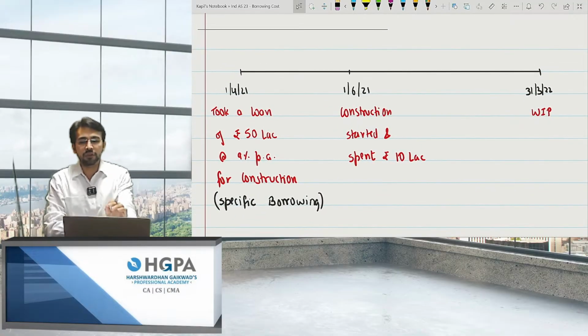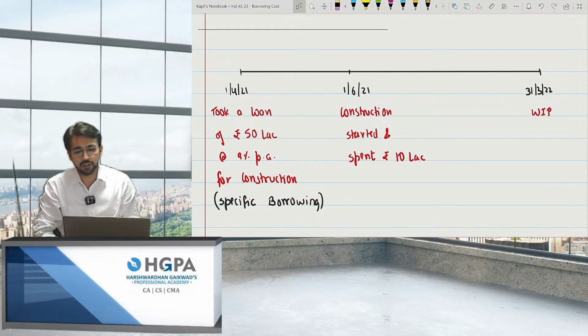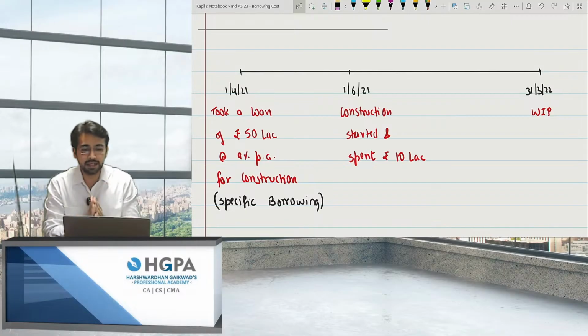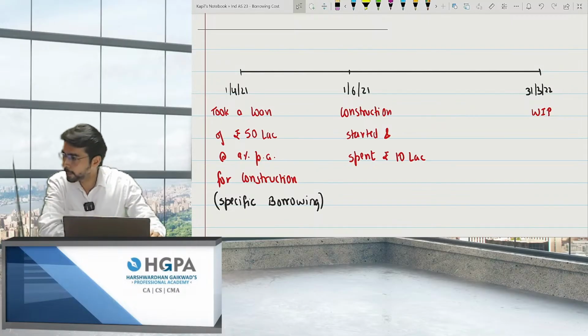Took a loan of rupees 50 lakh at 9% for construction, and that was for specific borrowing. Okay. On 1/6 started construction and spent rupees 10 lakh. And on 31st March, it was still in WIP process. Can you please tell me what is the amount of capitalization?